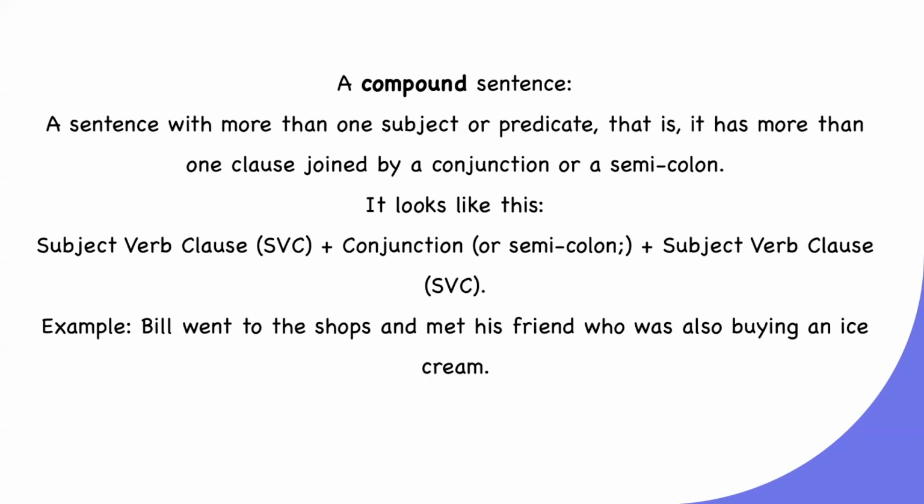A compound sentence is a sentence with more than one subject or predicate. That is, it has more than one clause joined by a conjunction or a semicolon, and it looks like this: subject, verb, clause plus conjunction or semicolon plus subject, verb, clause. The example is, Bill went to the shops and met his friend who was also buying an ice cream.